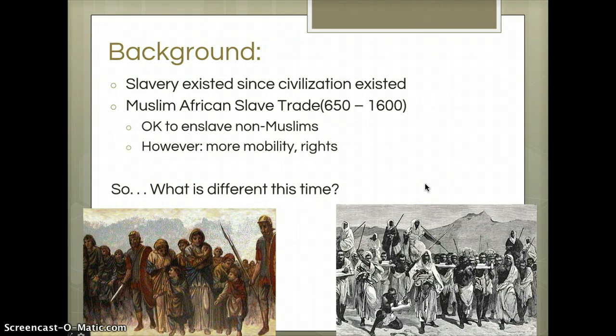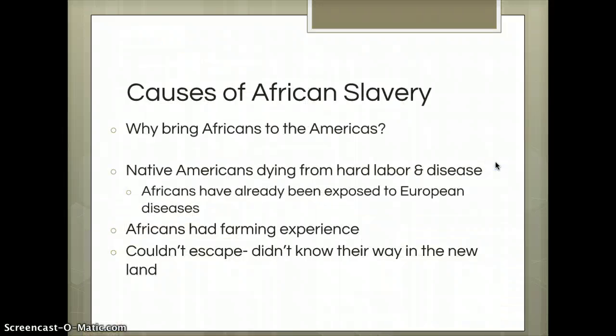So even though slavery has existed since history began, this time with the Atlantic slave trade, slavery is now based solely on race. And we'll talk about the long-term implications of that. Okay, so the causes of African slavery. So why bring Africans to the Americas?